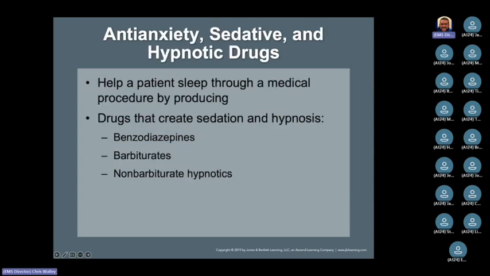All right. So anxiety, sedation, and hypnotic drugs. Drugs are used to help a patient sleep through a medical procedure by producing some sedation or some hypnosis. Drugs that create sedation and hypnosis include benzodiazepines, some sedatives most commonly used to prepare a patient for an invasive procedure. Man, that's some of the best sleep in the world.